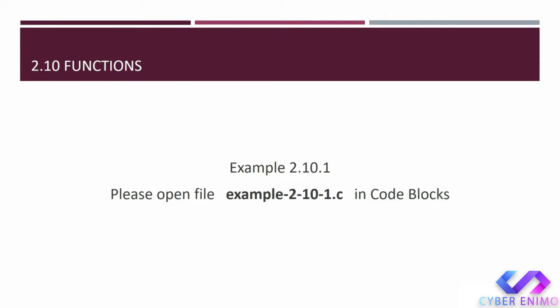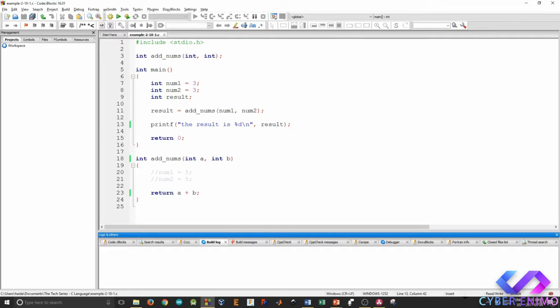Now please open the file example-2-10-1.c in Code::Blocks. Okay, so once you open the file, this is the code that you will see, and you will notice a few things. First, on line 3, we have what's called a function prototype. A function prototype is a definition of a function that does not include the function contents. It does not include the code that goes inside that function.